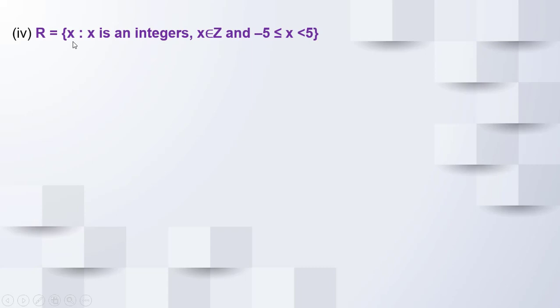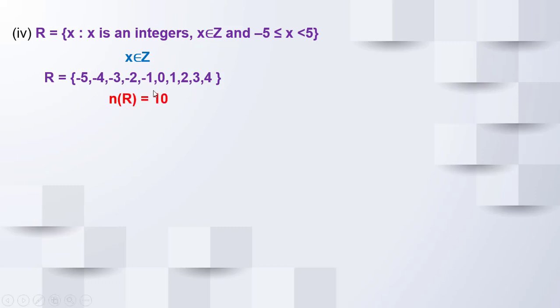Let us see the fourth subdivision. Here R is a set x such that x is an integer and x belongs to Z and x is greater than or equal to minus 5 and less than 5. Now x belongs to integers. So we know integers means negative numbers and positive numbers. So our R is equal to minus 5, minus 4, minus 3, minus 2, minus 1, 0, 1, 2, 3 and 4. Therefore, n of R equal to 10.